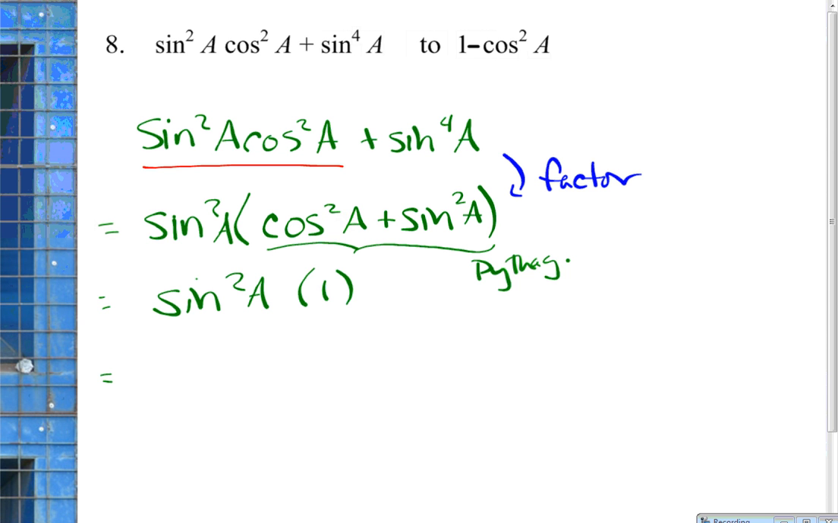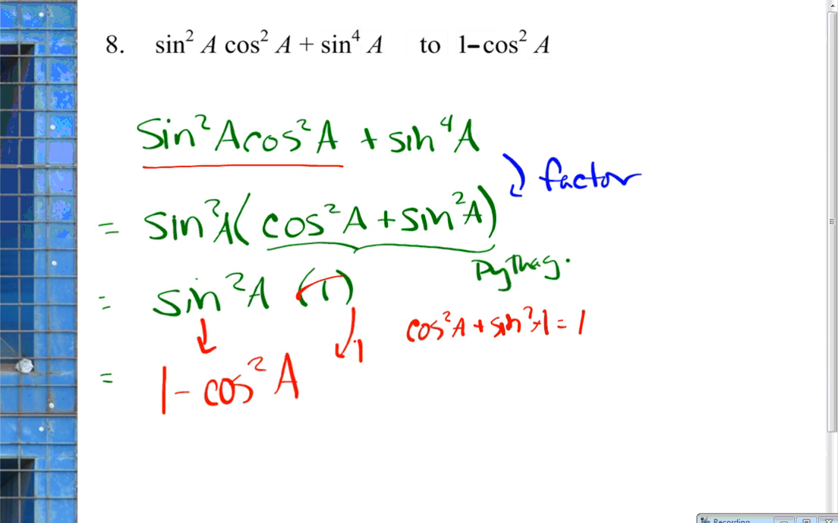All right, so obviously that's 1. This will go away. Now the question is, how do I get sine squared up to 1 minus cosine squared? And you're like, oh, well, remember, cosine squared plus sine squared is equal to 1, so that's going to equal that. So by Pythagorean and a little math.